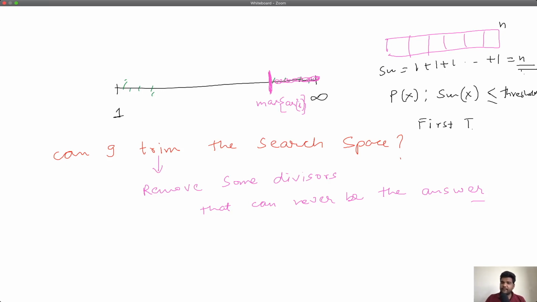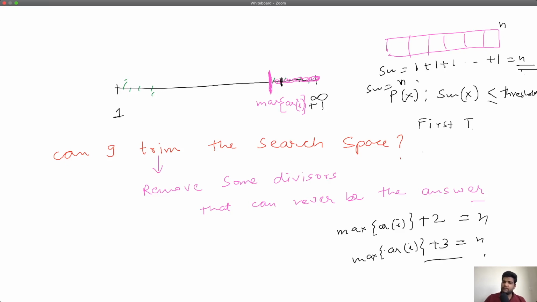What is the sum if I divide it by, let's say, 1 more than this? So max array plus 1. If I divide it by max array plus 1, then also you will see that the sum is again n. Right? Same for max array plus 2, and max array plus 3 also, you will get n as the sum. So does that tell you something about these divisors? These divisors can never be your answer. Any divisor greater than the largest number in the array can never be your answer.